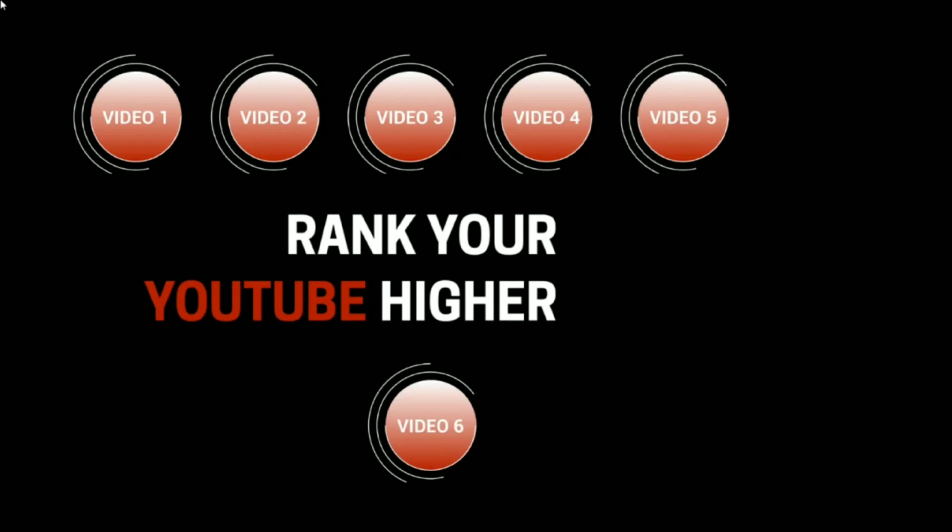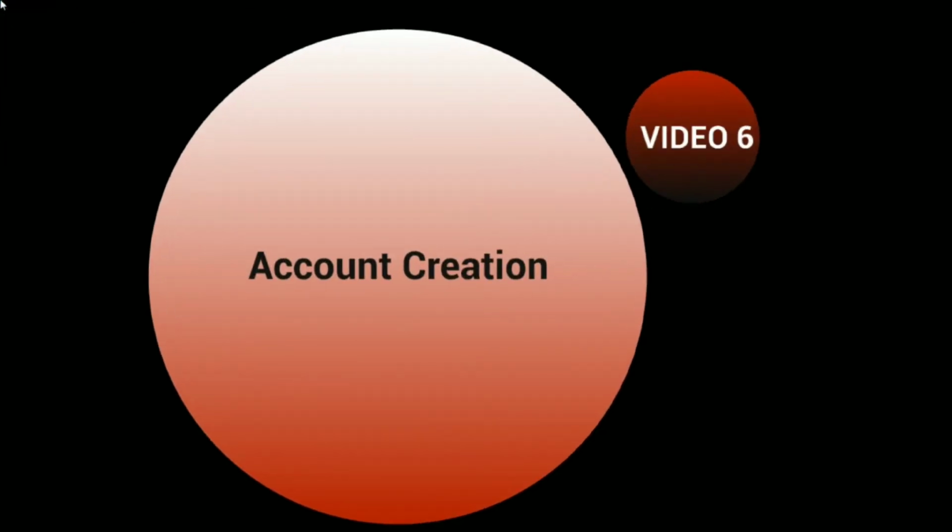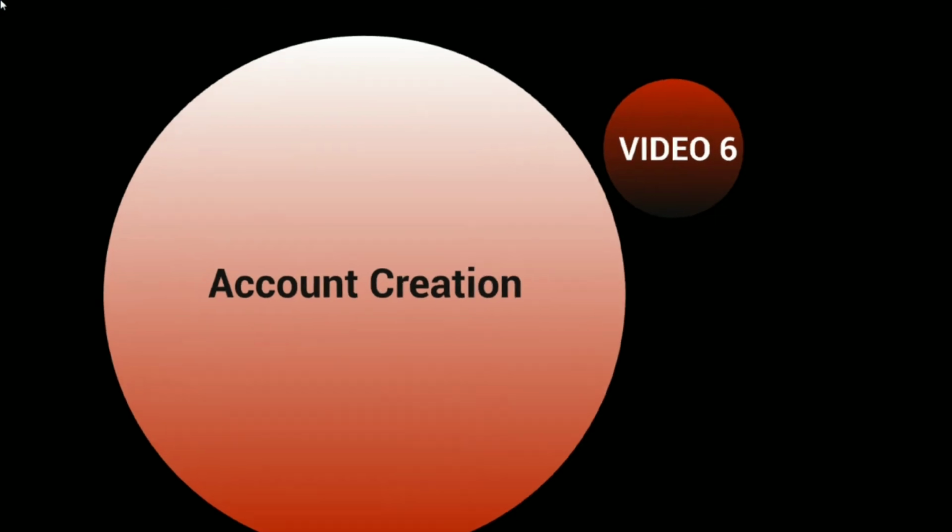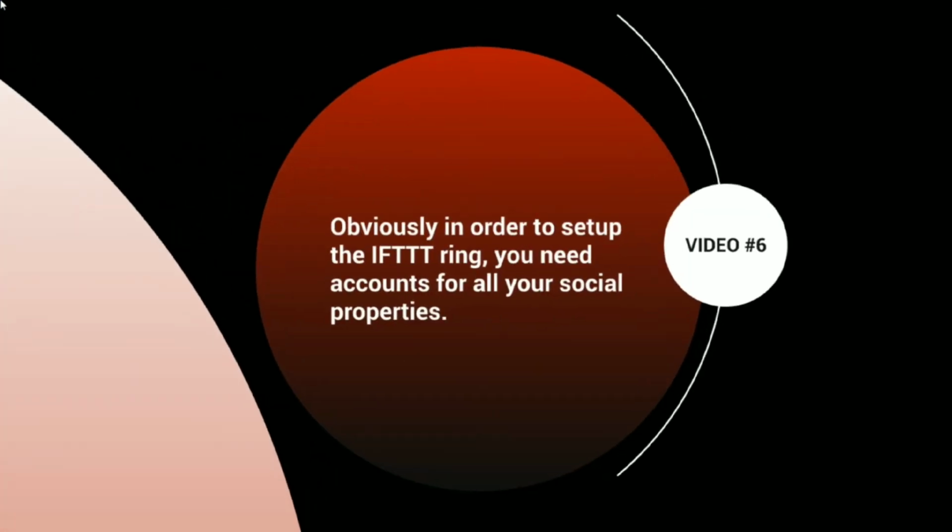Hello and welcome to video number 6, and we're going to talk about account creation. Obviously, in order to set up the IFTTT ring, you need to have accounts for all of your branded social properties. In other words, you need to have the username and password for Facebook, for Twitter, for all the other social media properties. Now, obviously, if you already have some, then great. You don't have to create those.